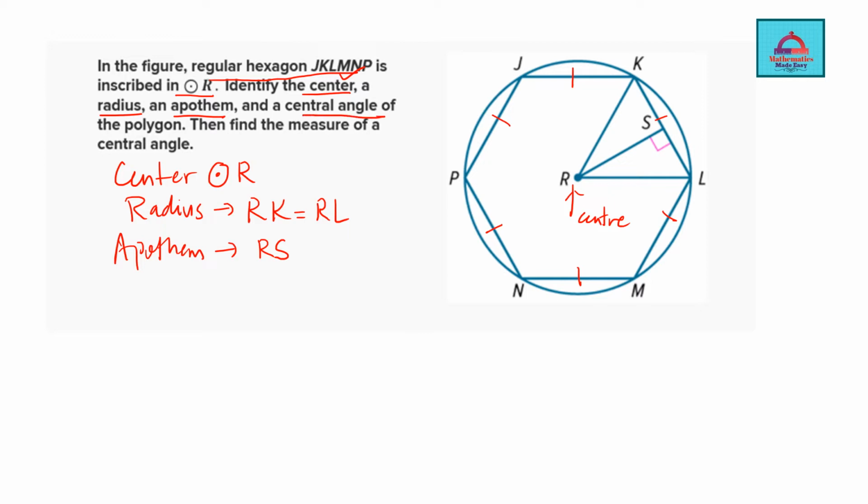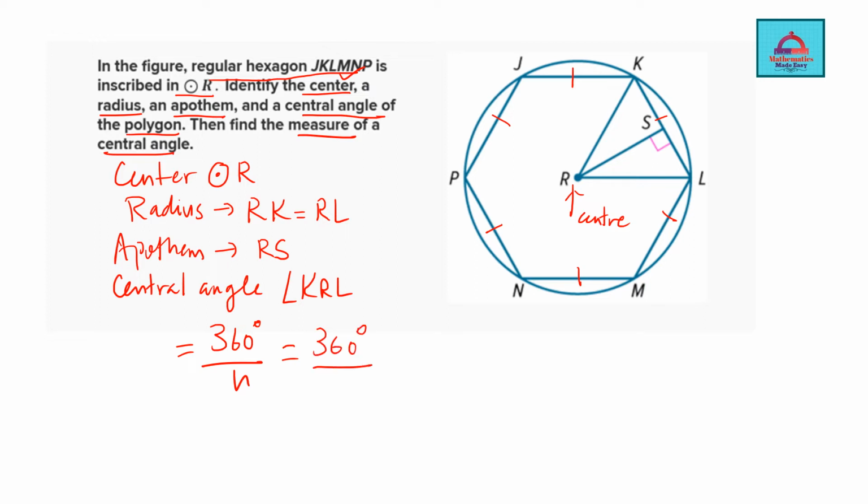Then the central angle of the polygon. The central angle joins the center with two vertices, so angle KRL. To find its measure, we use the formula 360 degrees divided by n, where n is the number of equal sides. So 1, 2, 3, 4, 5, 6. Divide 360 by 6 because it's a hexagon. So 60 degrees is the measure of the central angle. I hope you've understood this question, and now I want you to try one question yourself.